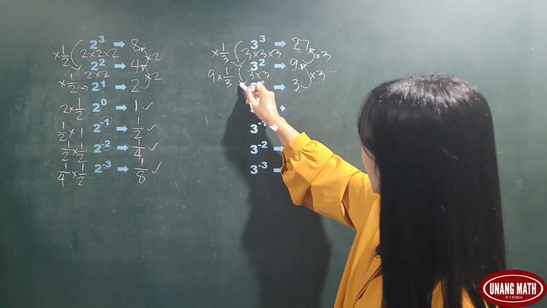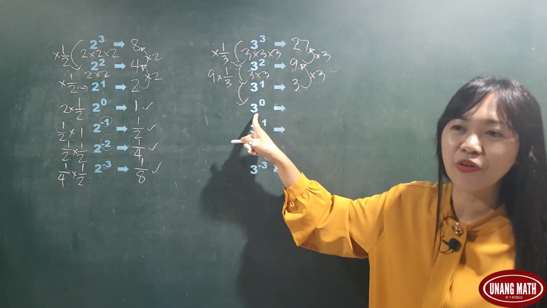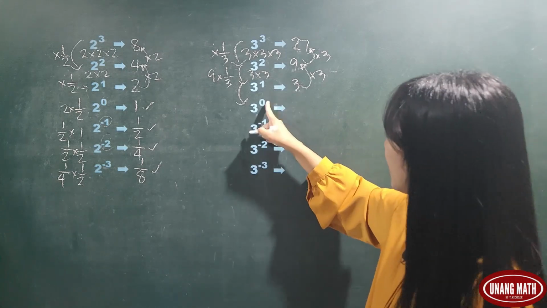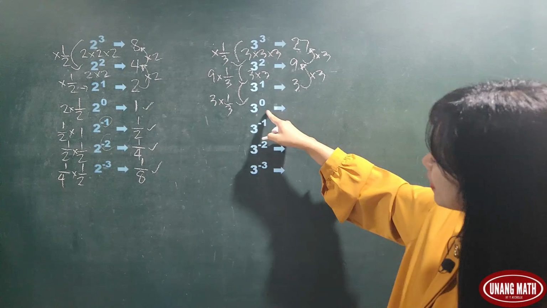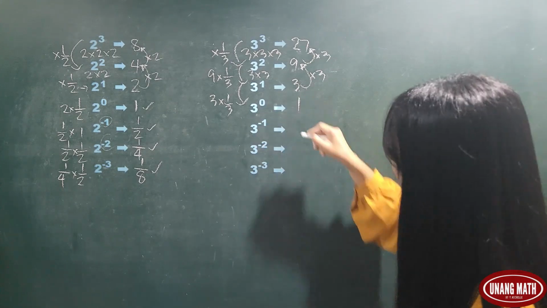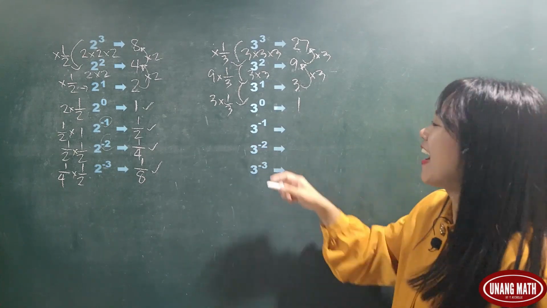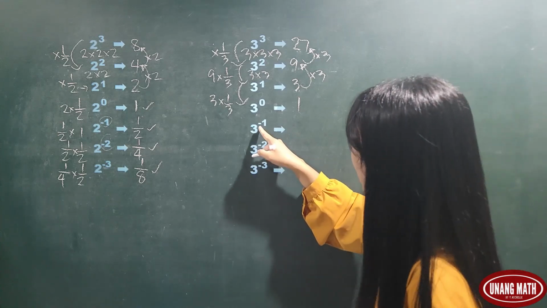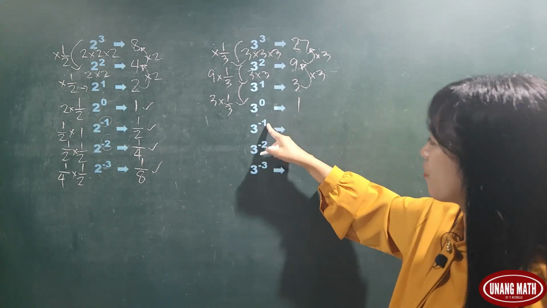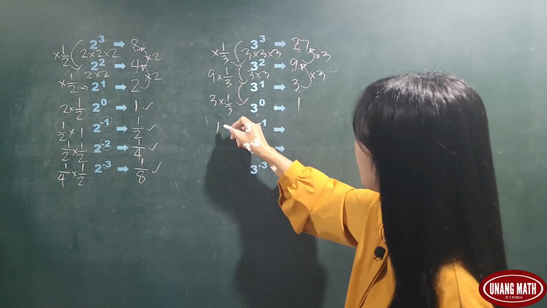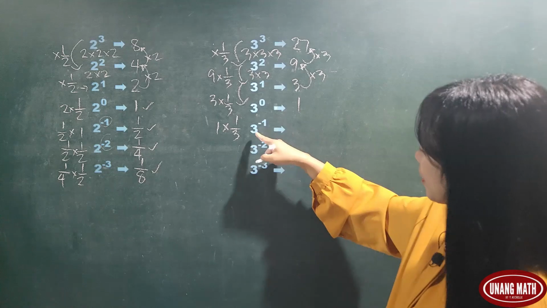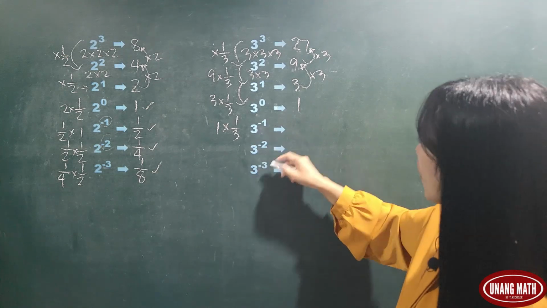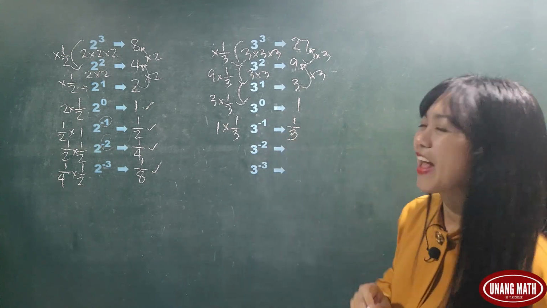If it's 3, how are we going to get the value of 3 raised to the power of 0? It's 3 times 1 over 3. So that means 3 raised to the power of 0 is 1. Now, what about 3 raised to the power of negative 1? This is 1 times 1 over 3. So meaning 3 raised to the power of negative 1 is 1 over 3.